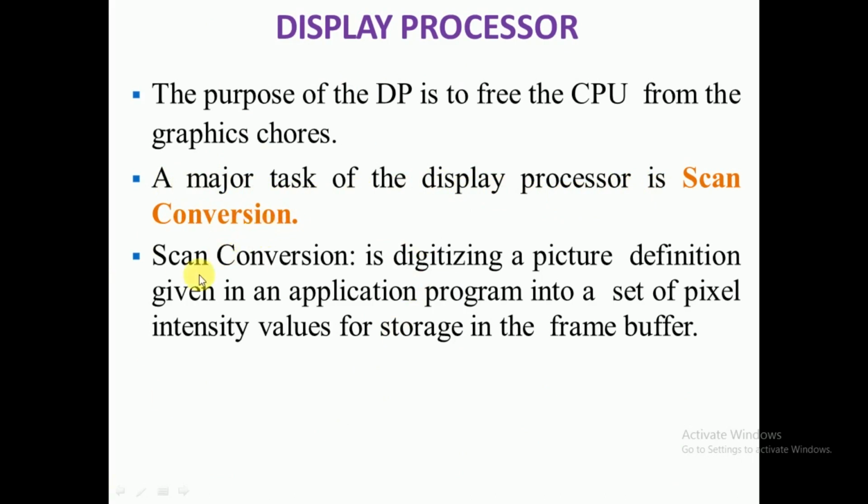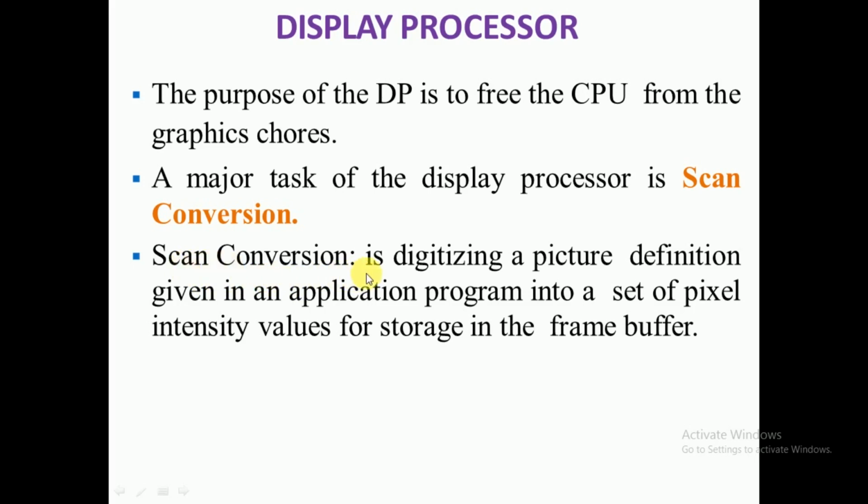What do you mean by scan conversion? Scan conversion is digitizing a picture definition given in an application program into a set of pixel intensity values for storage in the frame buffer. Normally the user will give input in a geometric coordinate system, geometric format. Then that value has to be converted to discrete values. Those discrete values have to be stored in the frame buffer. That is what scan conversion means. You have to digitize your input.